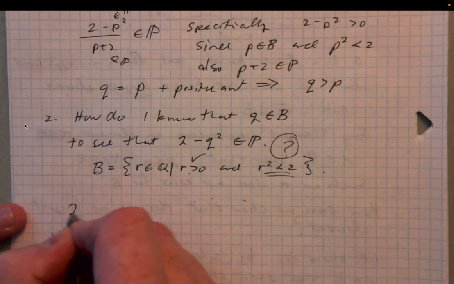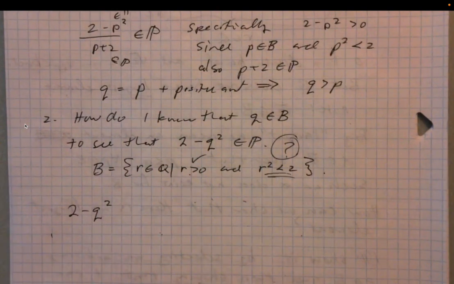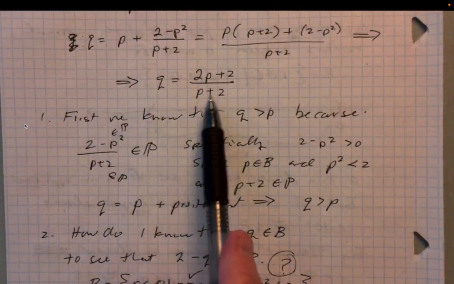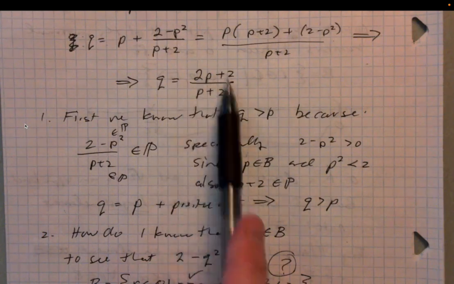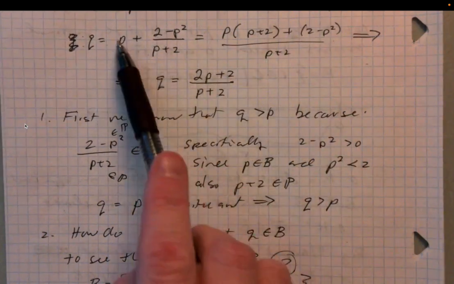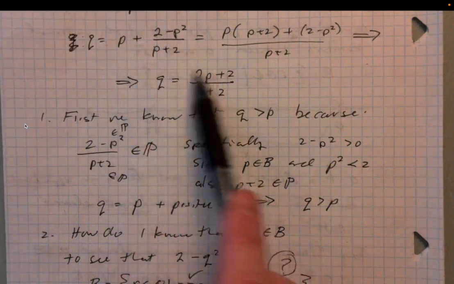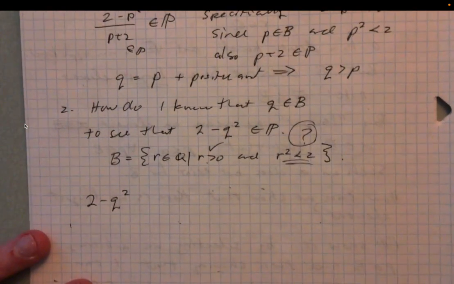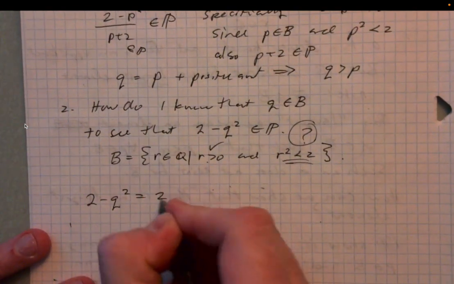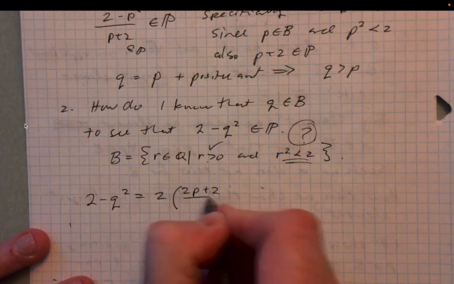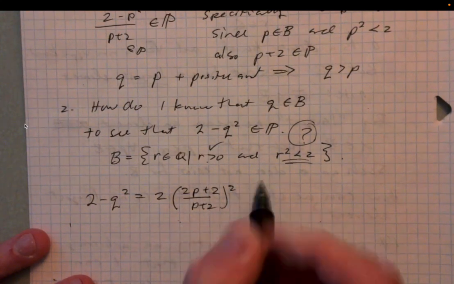So what is 2 minus q squared? Well, I know what q is up above here. I've got q written out, and we're going to specifically use this version. This was just an algebraic derivation, so this is what we really use for part 1. Part 2 is going to be better served with this piece. So 2 minus q squared is equal to 2 minus ((2p plus 2) over (p plus 2)) squared. This is just q.